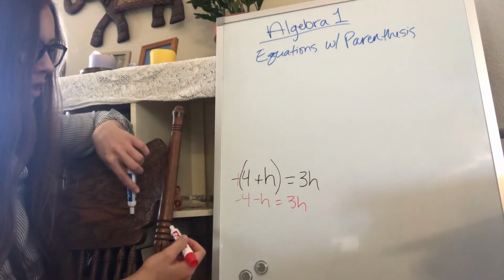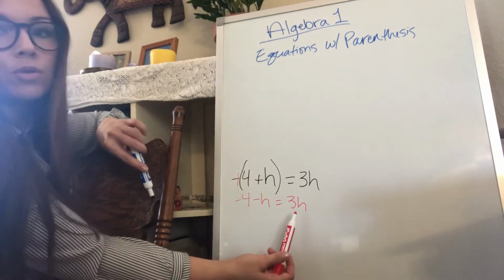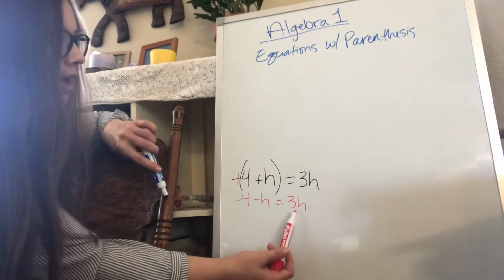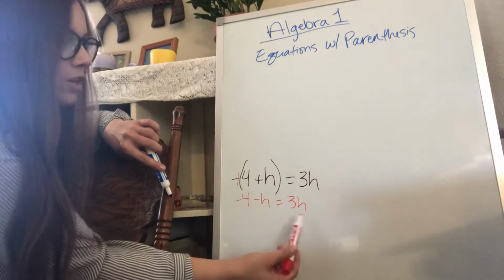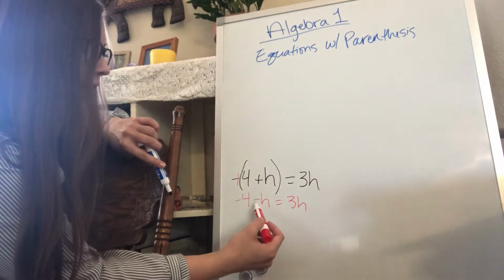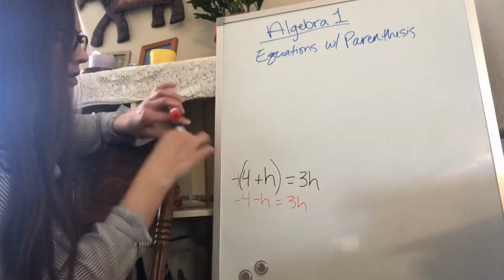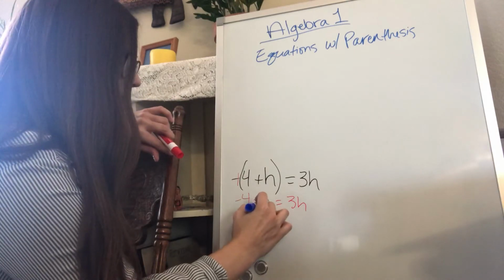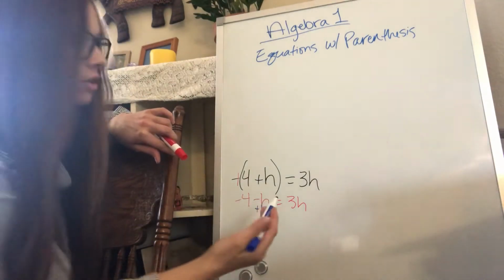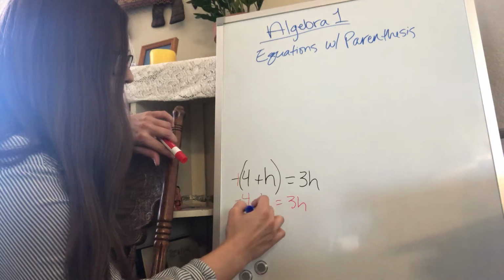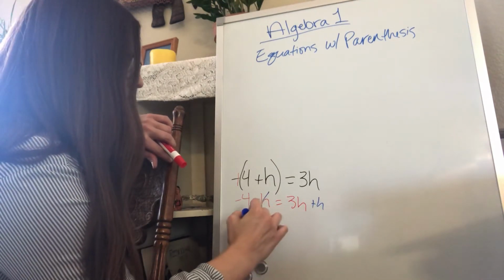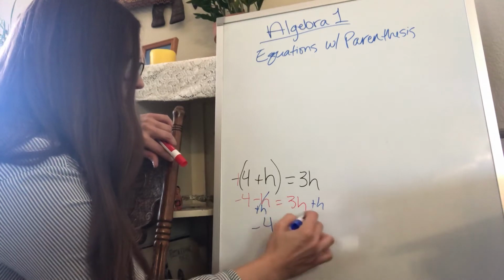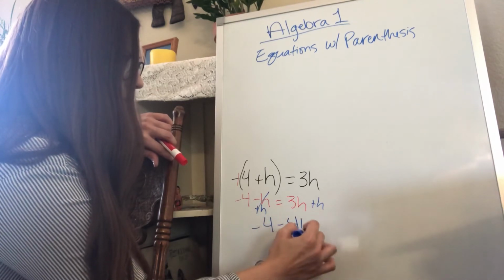Okay? So now, since I only have variables on this side, well, I have a number too, but I only have terms with variables on this side, I'm going to keep my variables on the right this time. So I'm going to add that h on both sides because it's negative over here. So we do the inverse operation, right? So negative h, so plus h cancels it. 3h plus h. So now I have negative 4 equals 3h plus h is 4h.